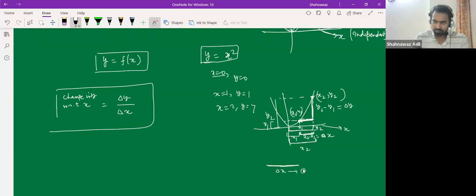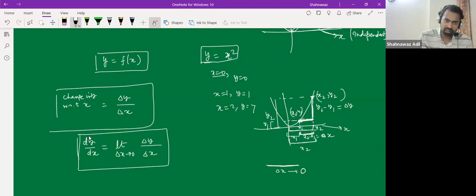0, right? So when I do that, when I calculate a limit where your delta x tends to 0, and then I calculate the change in y, this is called the differentiation.